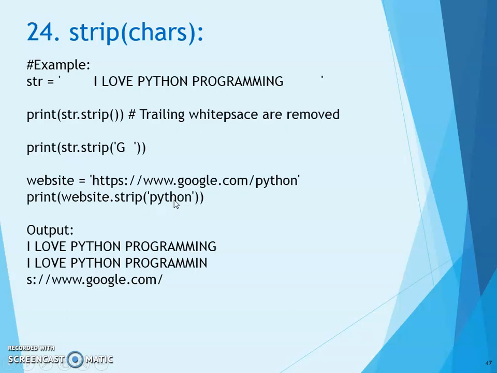So H is mentioned here in the string. T is there 2 times. T is there in the string. P is also mentioned. So this H, T, T, P will be removed. S will not be removed as S is not mentioned in the characters. So the output will be S : Google www.google.com /.